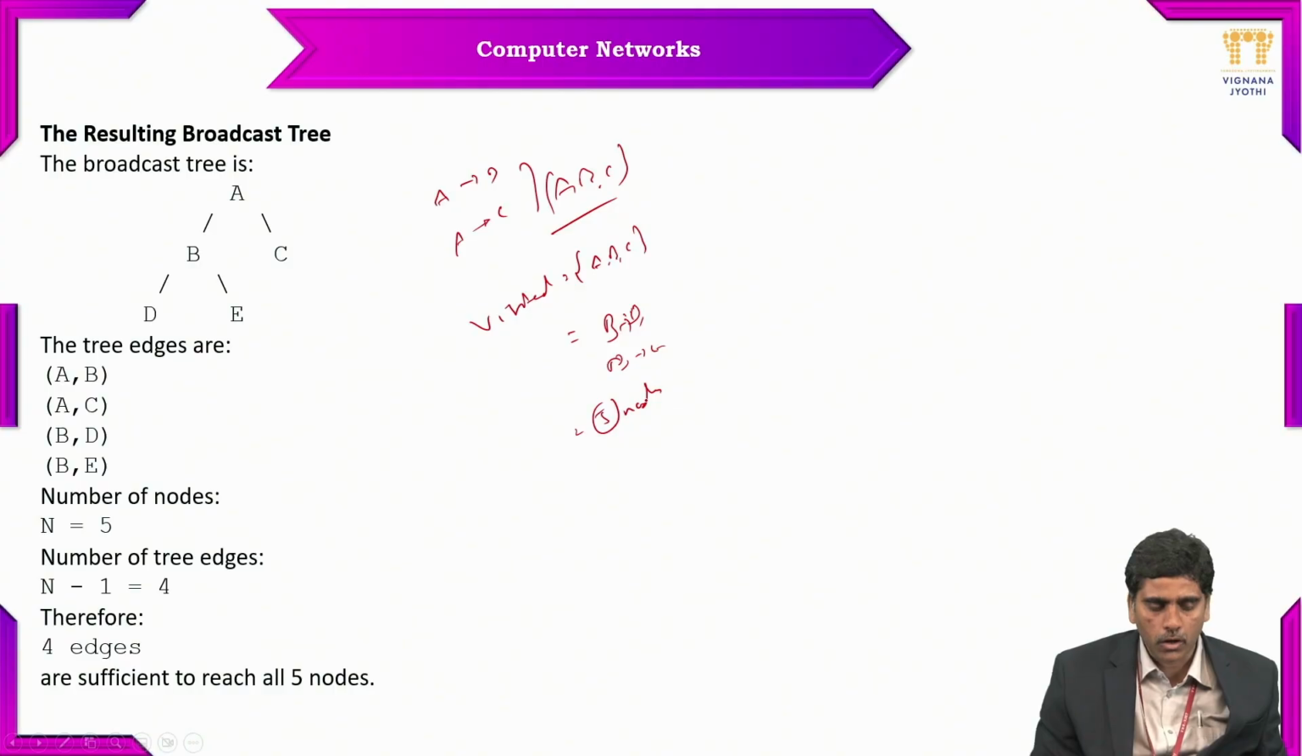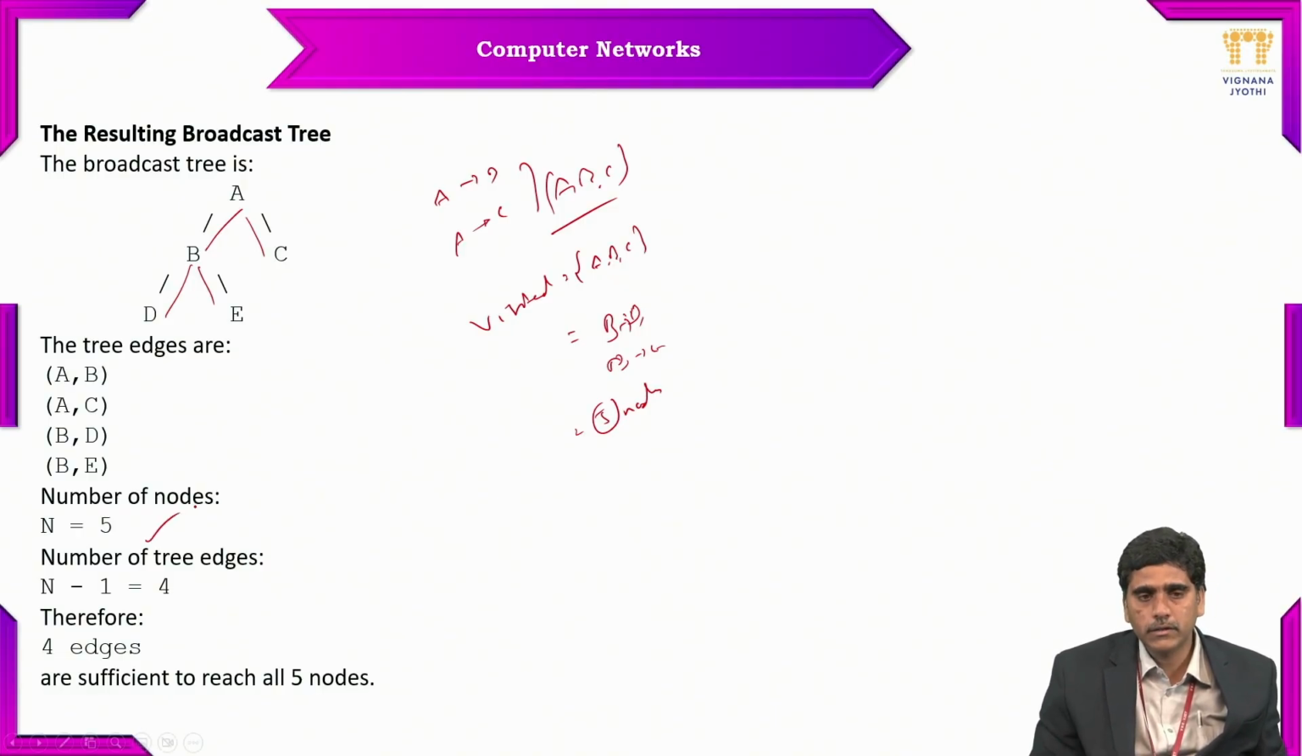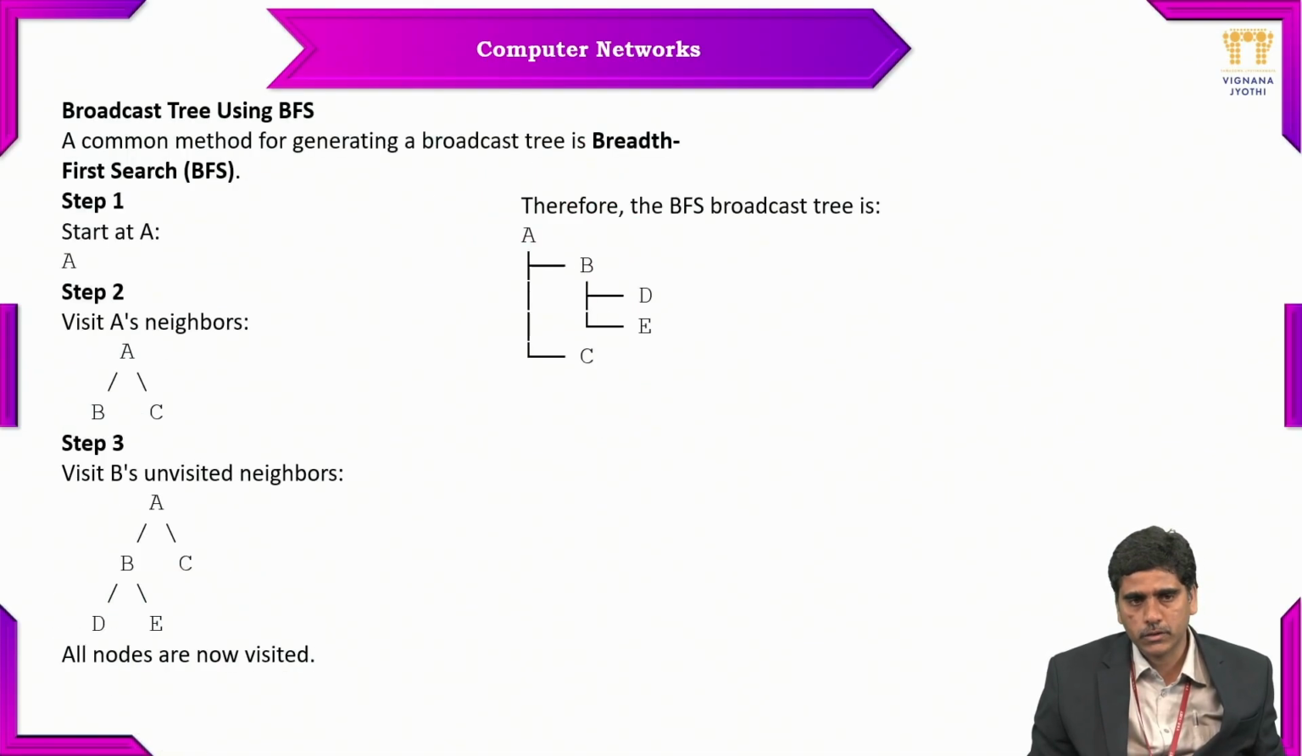Now the tree edges: A to B is one edge, A to C is another edge, B to D is another edge, and B to E is another edge. So the total number of tree edges is 4. We already discussed that in the previous slide. The number of nodes is 5, and the number of tree edges is n minus 1, that is 4. Therefore 4 edges are sufficient to reach all 5 nodes. This is how broadcasting the message happens in the network.